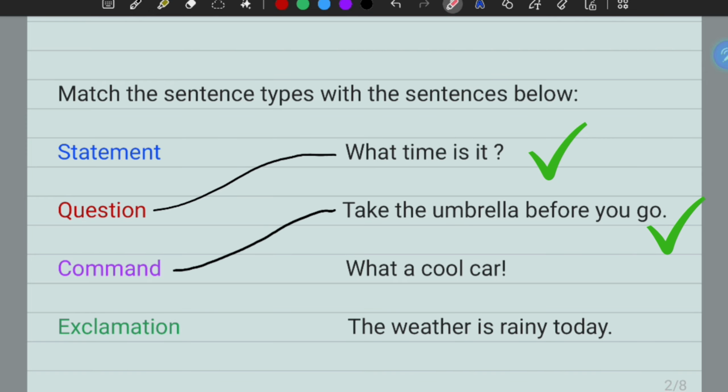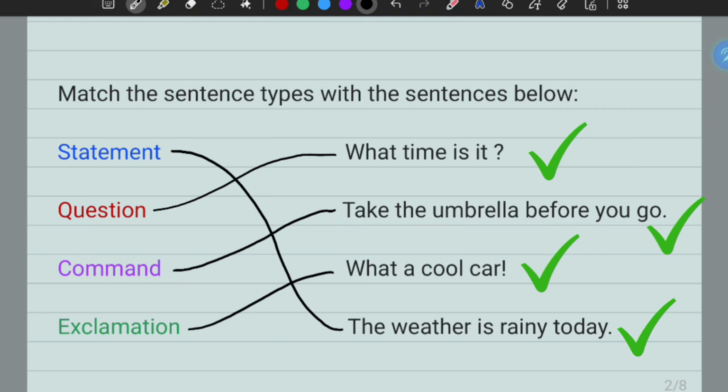Okay, next we've got, what a cool car. I'm starting with a question word, but it's not a question. It's not asking me anything. I've got an exclamation mark. So it is an exclamation sentence. And lastly, let's double check, the weather is rainy today. So that's just telling me a fact. Unfortunately, the weather is rainy today, depending where you are.